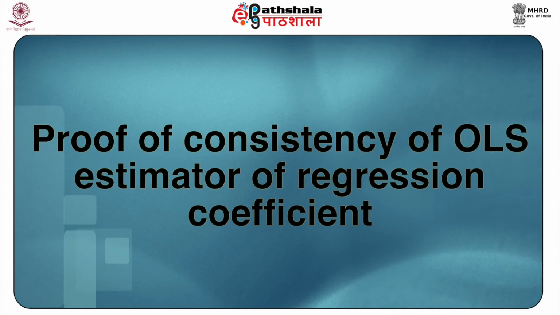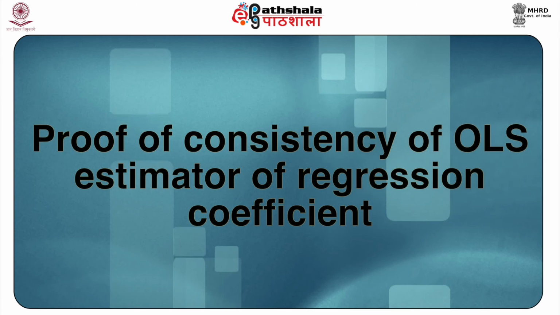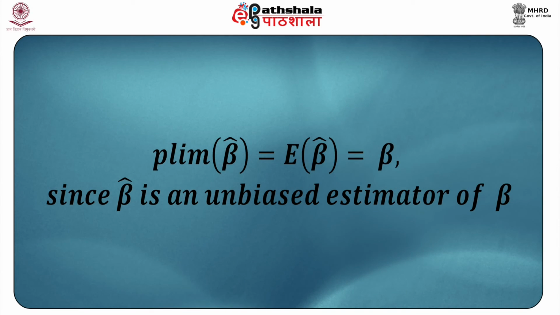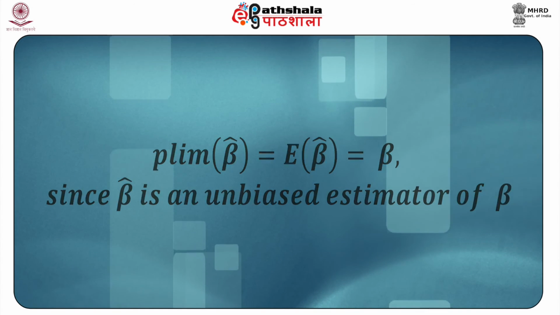Let us now discuss the proof of consistency of OLS estimator of a regression coefficient. Since we know expected value of xi mu i equals 0, by the law of large numbers, we can say that the probability limit of beta hat will be equal to its expected value as n tends to infinity. That is, probability limit of beta hat is equal to expected value of beta hat, and this is equal to beta, since beta hat is an unbiased estimator of beta. Hence, OLS estimator is consistent. Note again that this proof did not require any assumption on the variance of the error term. So, the presence of heteroscedasticity will not alter the consistency property of OLS estimators.